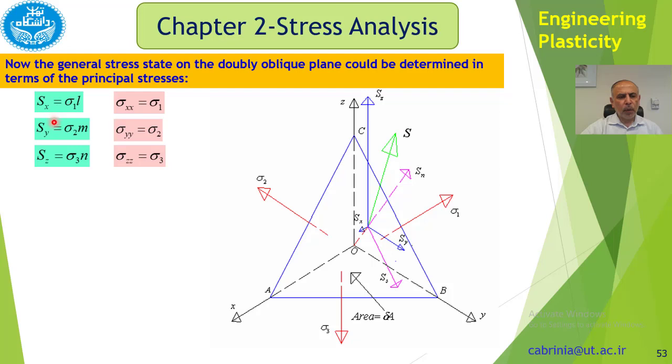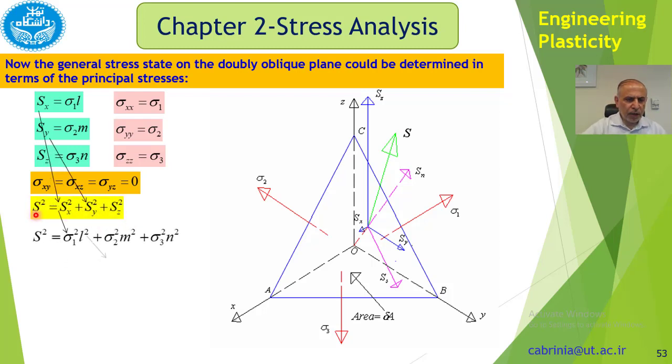Now, instead of Sx, we can write sigma xx times L. Then both L's cancel out, and we get sigma xx equal to sigma 1, sigma yy equal to sigma 2, and sigma zz equal to sigma 3. Shear components are 0, and we have 6 shear components which are equal 2 by 2, so we have 3 components equal to 0. All the 6 components are 0.